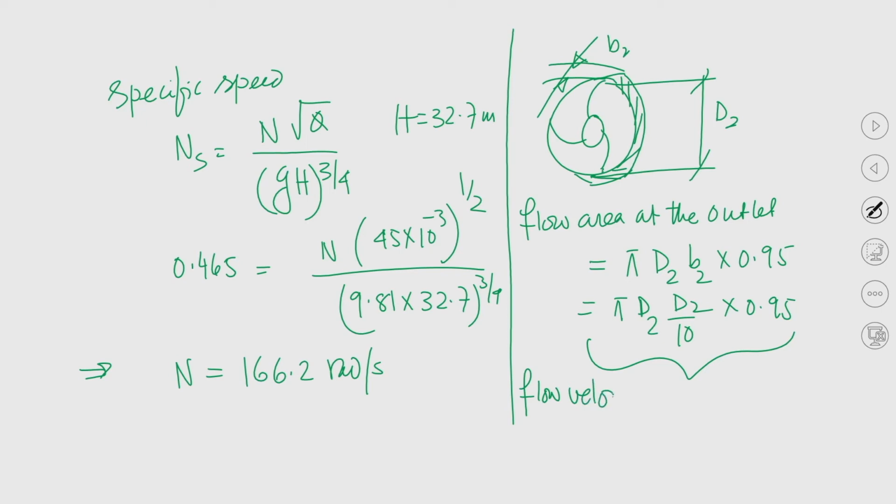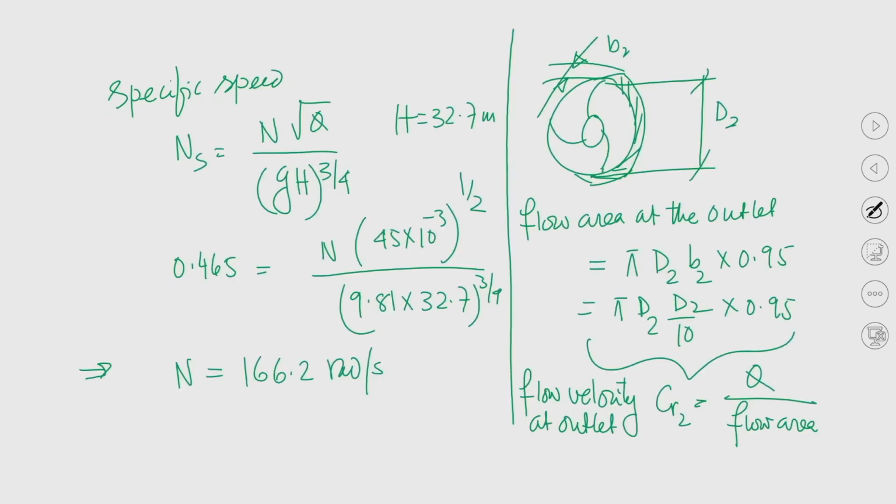Flow velocity at outlet, that is CR2. So, CR2 into flow area, that is the flow rate. So, that is Q divided by flow area, right. So, this is Q by flow area. Now, if we calculate it, if we go to the next slide.